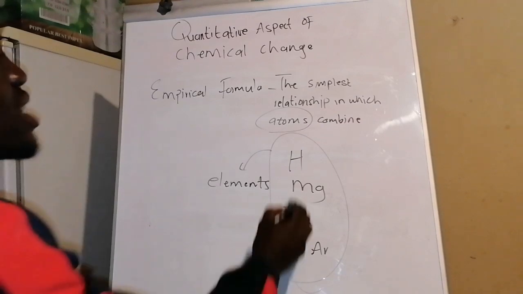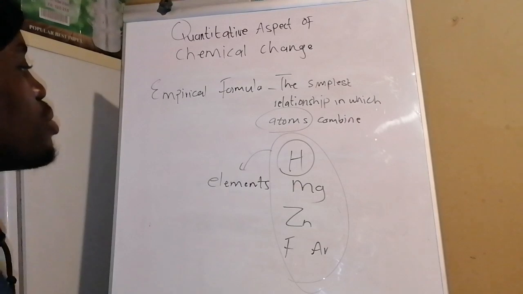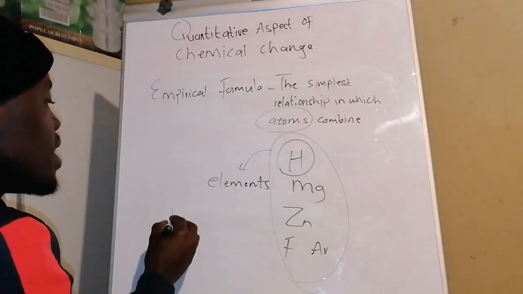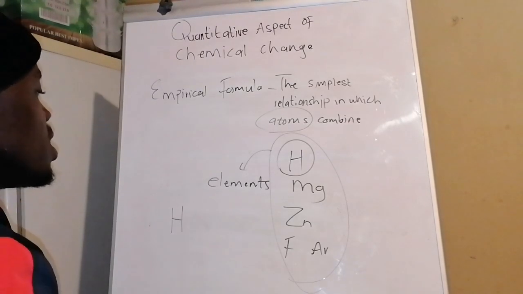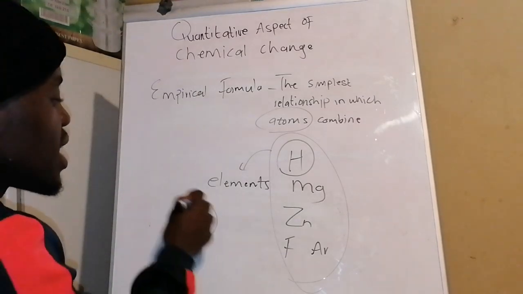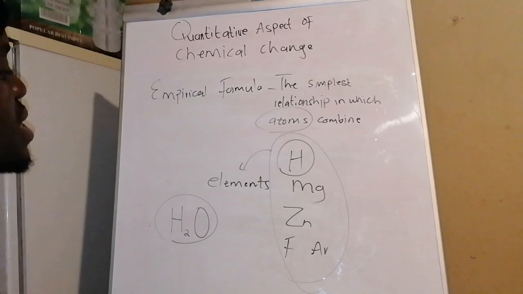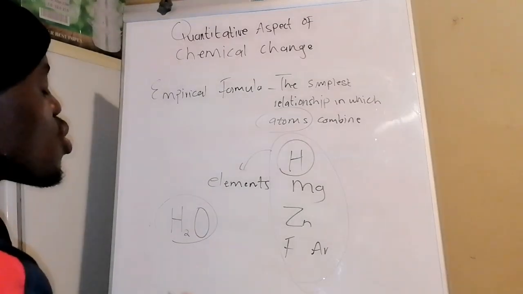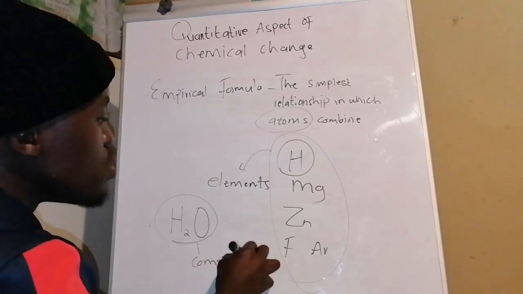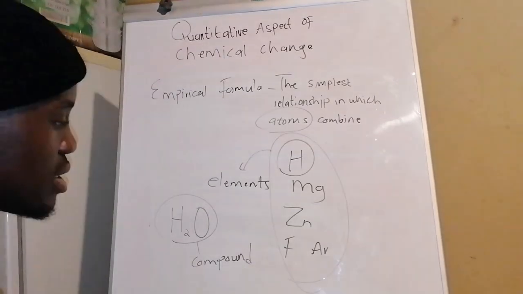But now, if I take hydrogen and combine it with another element on the periodic table, let me say I combine hydrogen with oxygen. So these are two different elements. We have element H and we have element O. It means that this is no longer an element, but it is what? It is known as a compound. Why? Because I've combined two different elements, right?